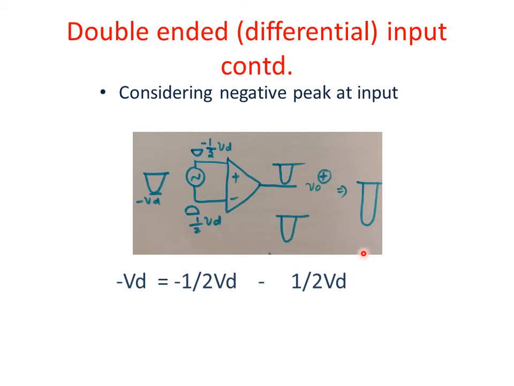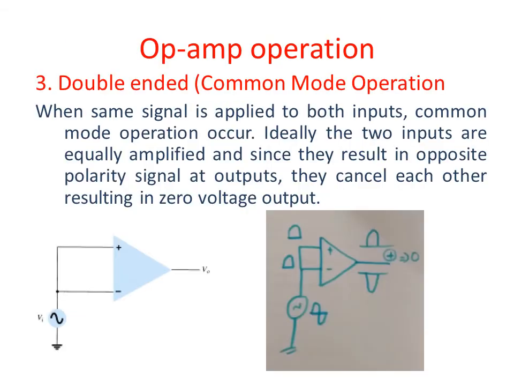So what we see is when we apply any signal between the op-amp terminals, it gives us amplified output. Application of input signal between the op-amp terminals is called the differential operation. Now let us see the other type of double-ended input that can be applied to the operational amplifier. The other type of double-ended input is called the common mode operation.